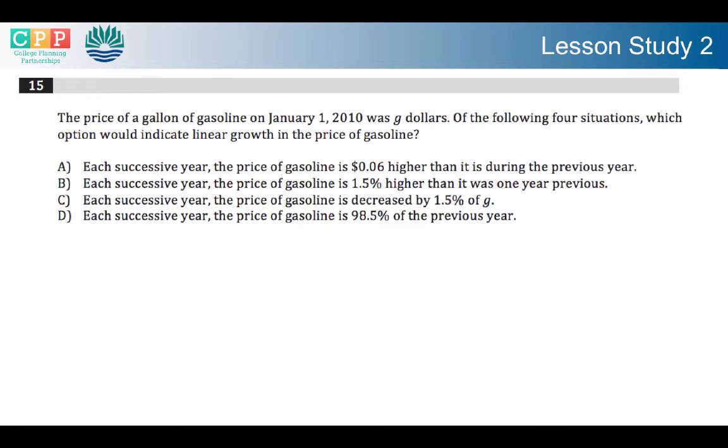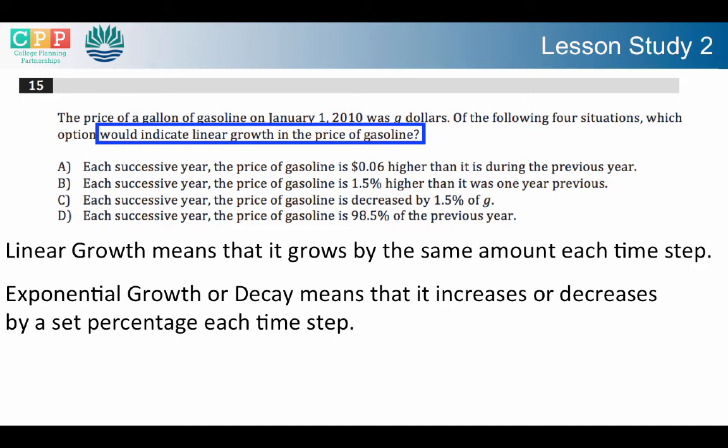For question 15, again, it's that sense of linear growth versus exponential growth. The price of a gallon of gasoline in 2010 was G dollars. Of the following four situations, which option would indicate linear growth in the price of gas? So the key to this is linear growth. Linear growth means it's growing by the same amount each time step, in this case, each year. Exponential growth or decay means it's increasing or decreasing by a set percentage each time step.